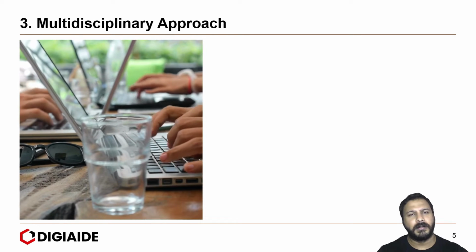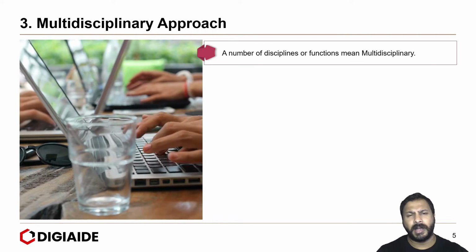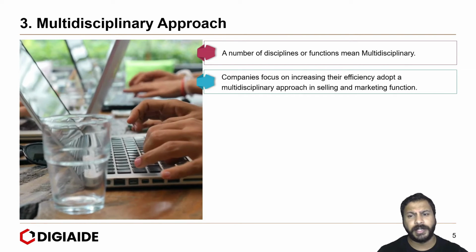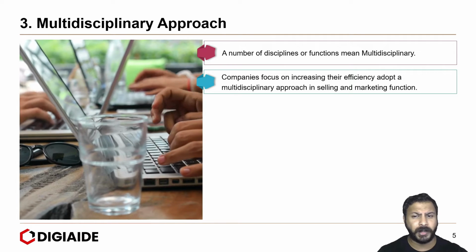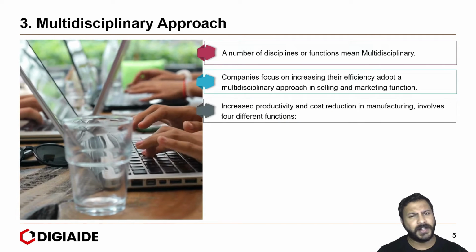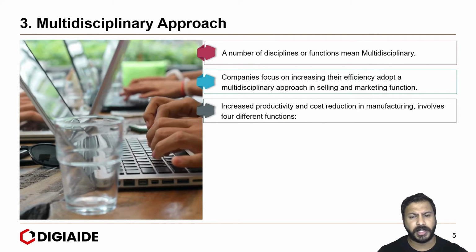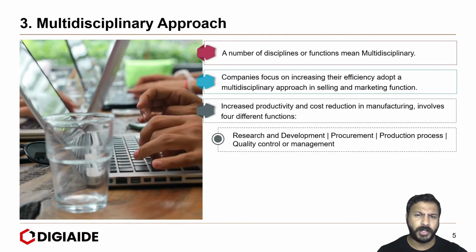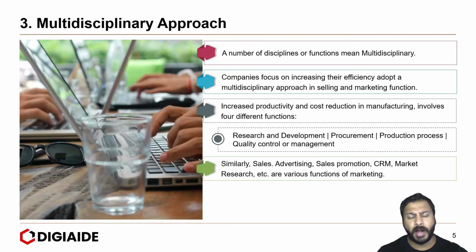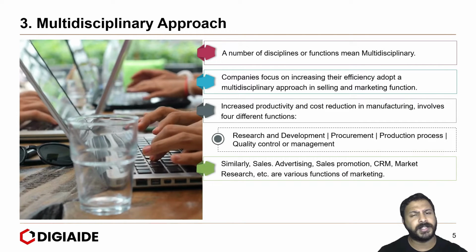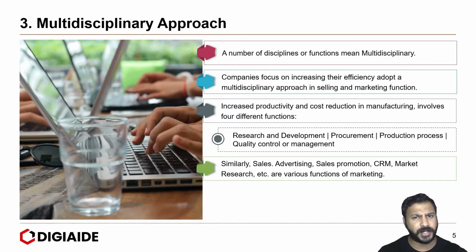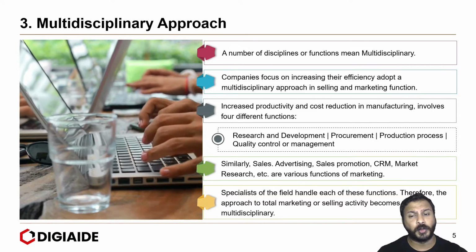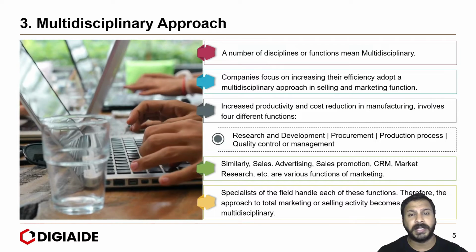Moving on to number 3, multidisciplinary approach. A number of disciplines or functions means multidisciplinary, such as companies focusing on increasing their efficiency adopt a multidisciplinary approach in selling and marketing function. Increasing productivity and cost reduction in manufacturing involves 4 different functions such as R&D, procurement, production, quality and control management. If we talk about marketing, it includes the gamut of sales, advertising, sales promotion, CRM, market research, etc. Specialists of the field handle each of these functions. Therefore, the approach to total marketing or selling activity becomes multidisciplinary.